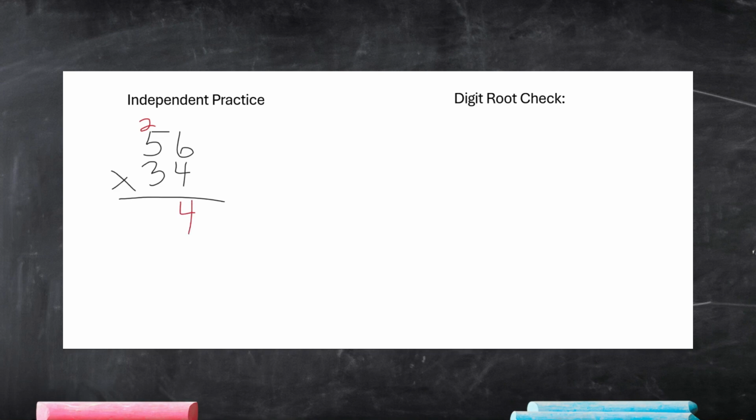This problem, 56 times 34, is going to be solved by starting off doing 4 times 6 equals 24. Carry the 2, write the 4. 4 times 5 is 20 plus 2 is 22. Put your 0 to hold your place. 3 times 6 is 18. Carry the 1, write the 8. 5 times 3 is 15 plus 1 is 16.